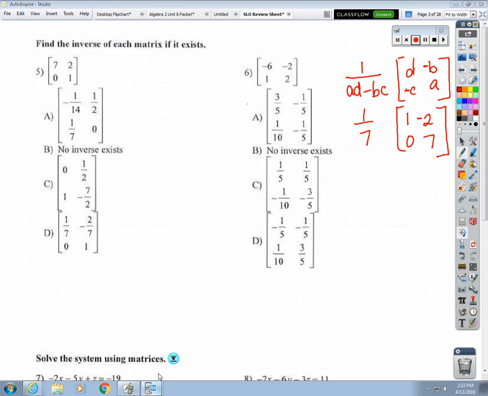Wait, what about that 1 over 80? You don't have to worry about it. The calculator will do all of this for you.